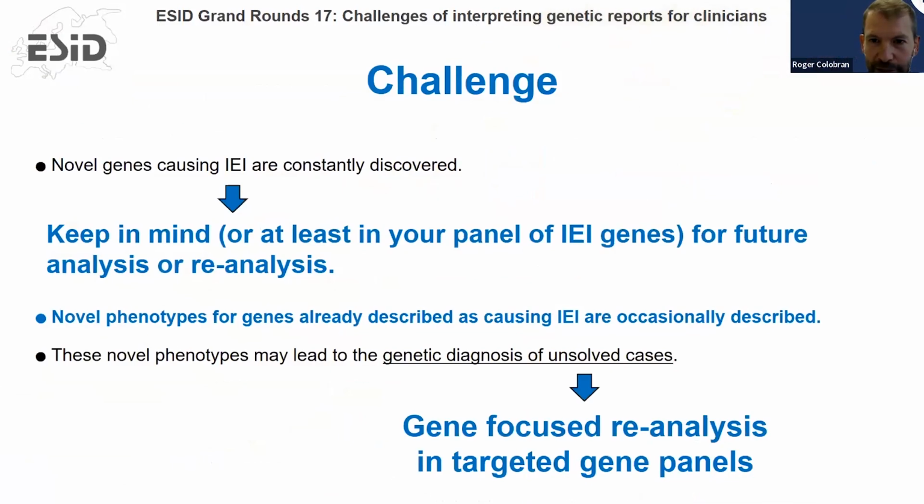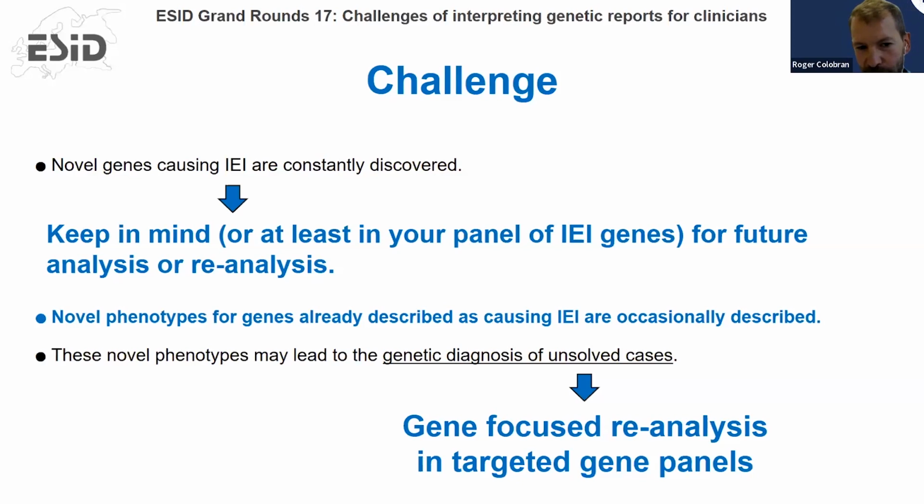So one of the challenges of our field is that novel genes causing inborn errors of immunity are constantly discovered. Ideally, you should keep in mind those novel genes, but our mind has a limited space, so at least keep it on your panel of IEI genes, either a virtual gene panel in case of whole exome or whole genome analysis, or if you have a targeted gene panel, keep it for the next update.